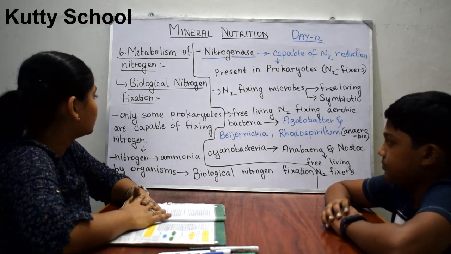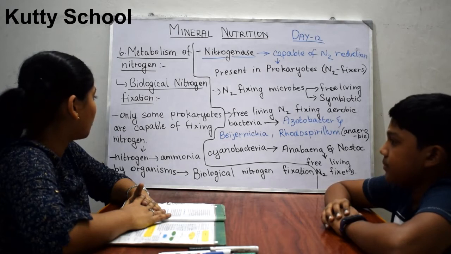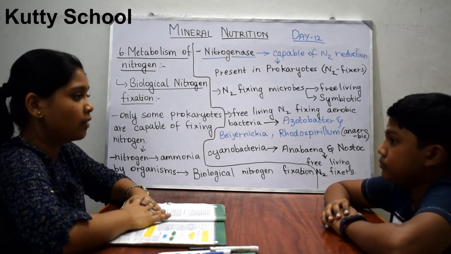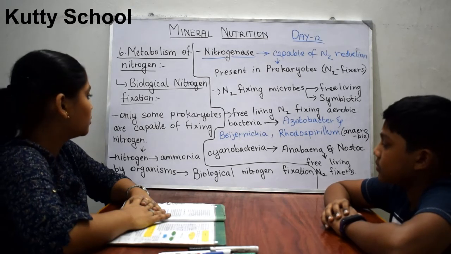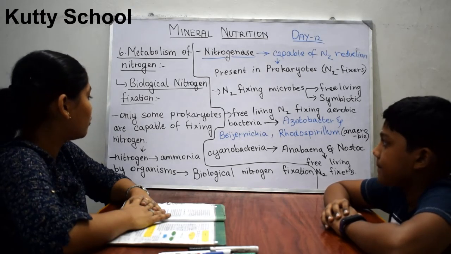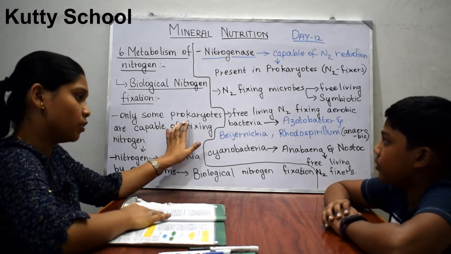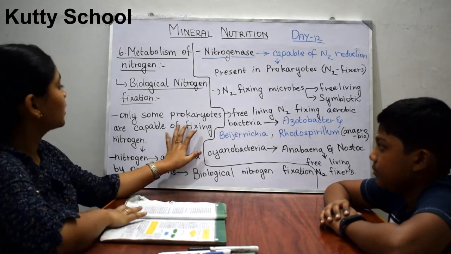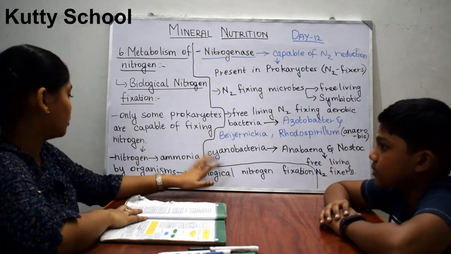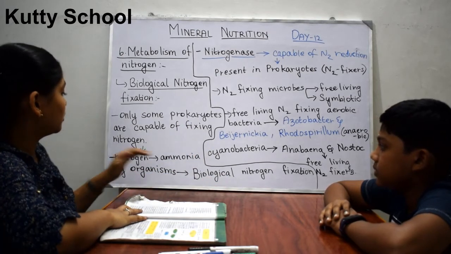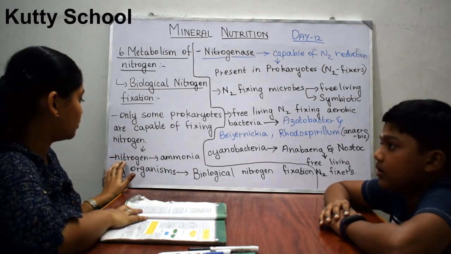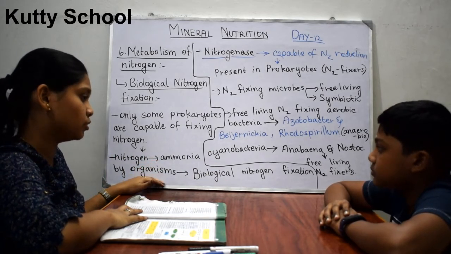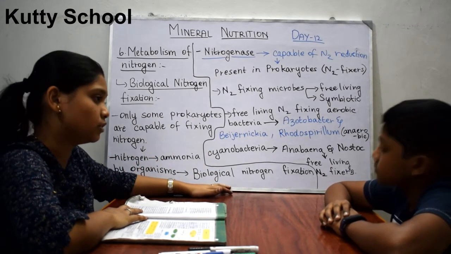Here only some prokaryotes, which are organisms that do not have a nuclear membrane, are capable of fixing nitrogen. Only prokaryotes, microbes, are capable of fixing nitrogen for plants. So when nitrogen is converted to ammonia by organisms, it is known as biological nitrogen fixation.